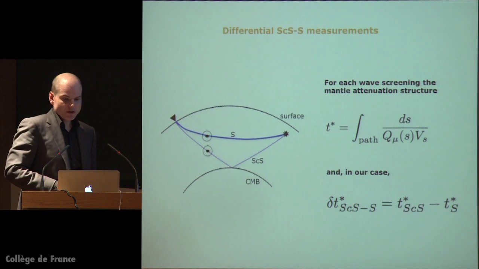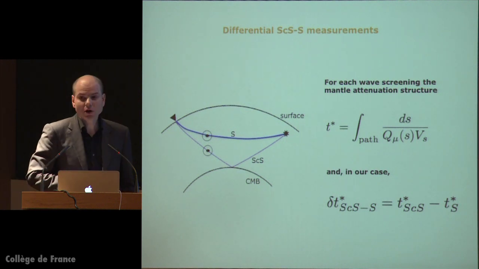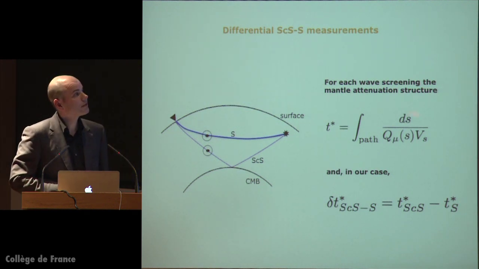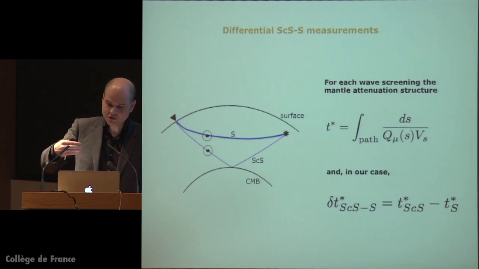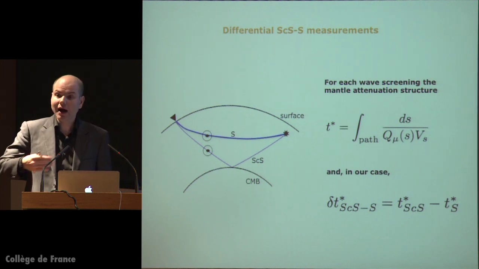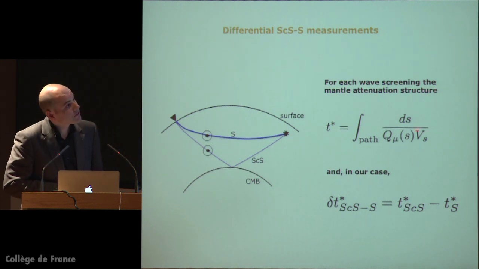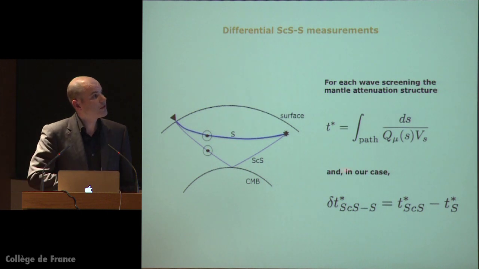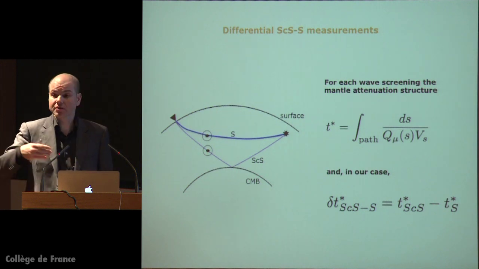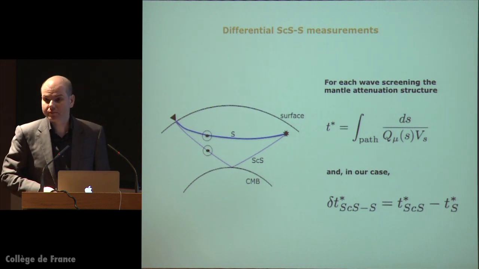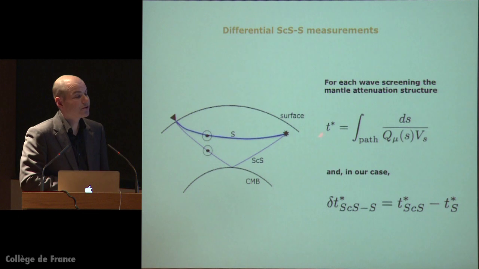For the differential SCS minus S measurements, I will now use a new parameter, a T star. A T star is an integrated characteristic along the path associated with the seismic wave. You can see this is the definition of the T star. If you are in a perfectly elastic material, so Q is infinite, the T star will be 0. So the higher the absorption, the lower the Q, the higher the T star.